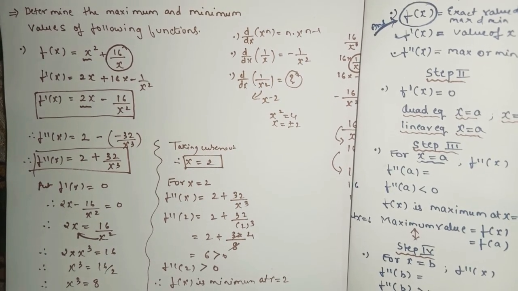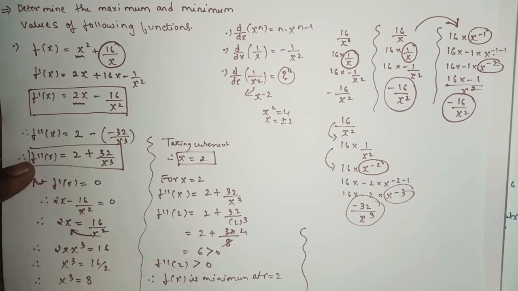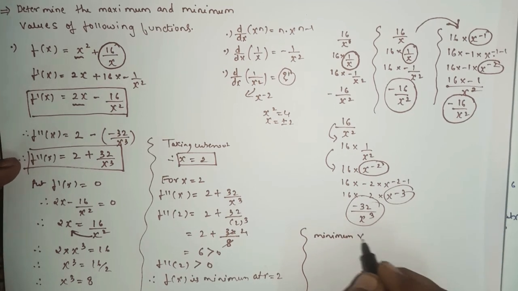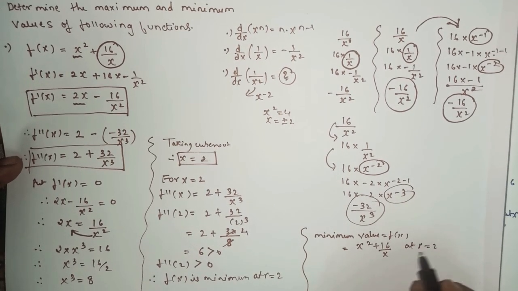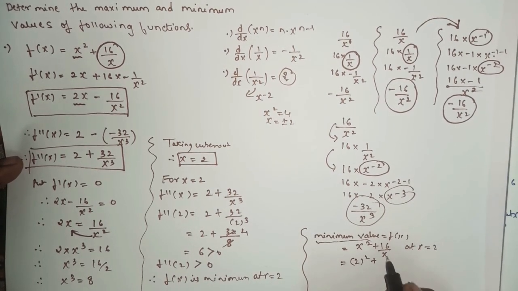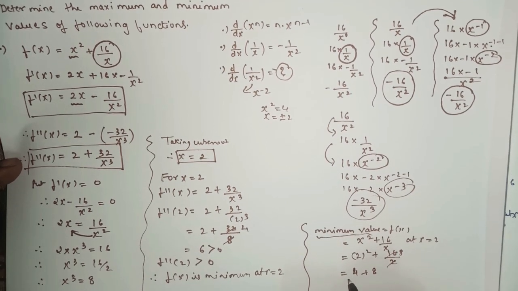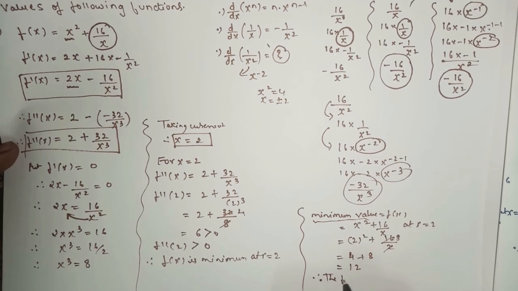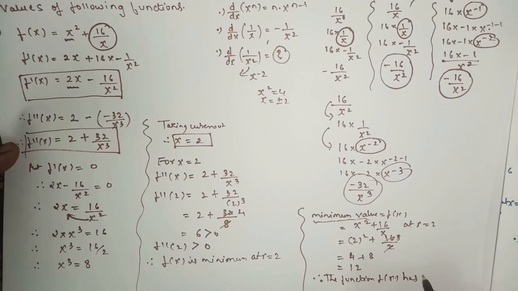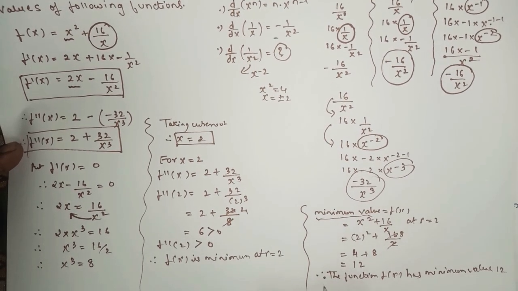Now we'll find the exact minimum value. To get the exact minimum value, we write minimum value, that is f of x. Here f of x is x square plus 16 upon x. At x equals to 2, we find the exact minimum value: 2 square plus 16 upon 2. 2 square is 4, and 2 eights are 16, so 16 upon 2 is 8. So 4 plus 8 is 12. Therefore, in the last step, we'll write the function f of x has minimum value 12 at x equals to 2.